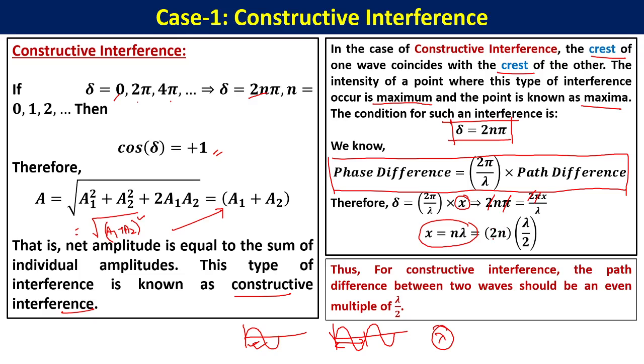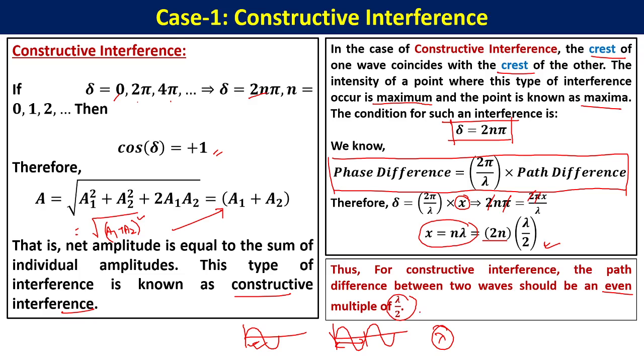I just want to write it in a slightly different way. I have multiplied by 2 and divided by 2 here, so that I get twice n into lambda by 2. So for constructive interference, the path difference between two waves should be an even multiple of lambda by 2. When two waves are there, if the path difference between them is an even multiple of lambda by 2, then we can guarantee that the interference is constructive. There will be reinforcement of energy, reinforcement of intensity.